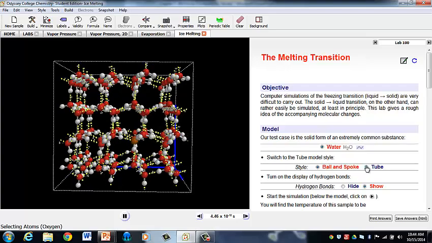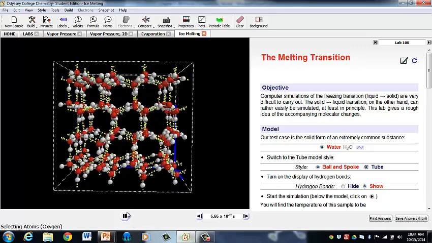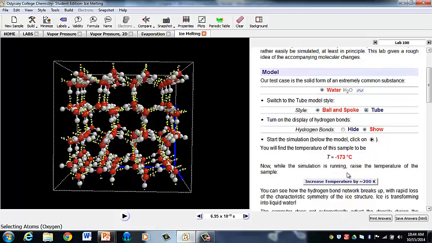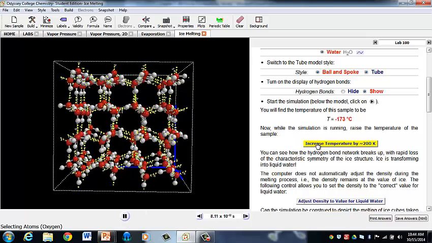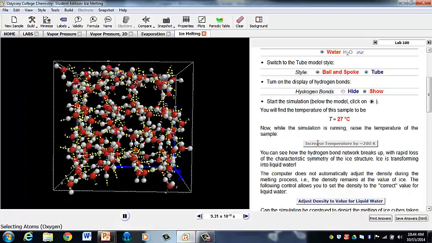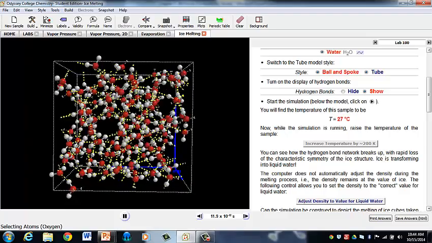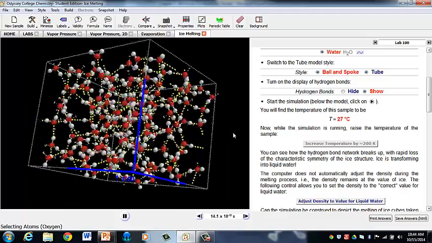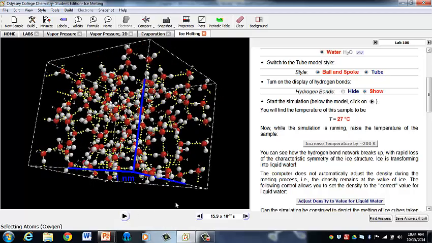To make it easier to see, I'll change to the... Well, it won't change. Oh, that's weird. Oh well, we don't need to see the other kind of model. But if I increase the temperature, what we'll see is the molecules do actually get a little bit closer together, but now there's disorder. And so the attracted parts aren't perfectly lined up anymore. So that's melting.